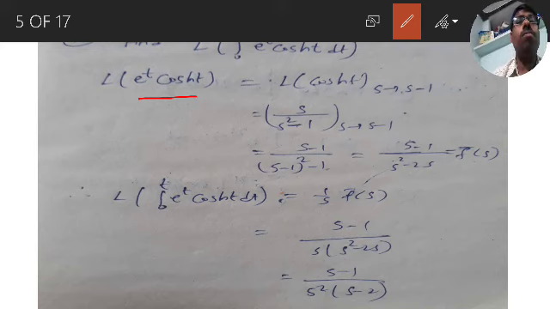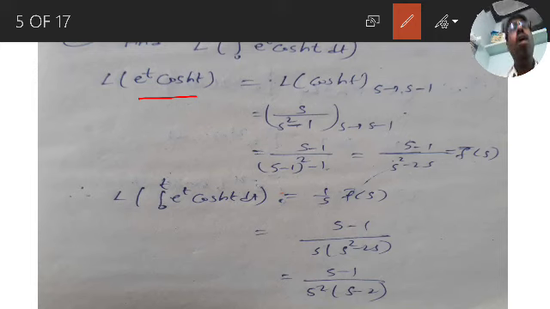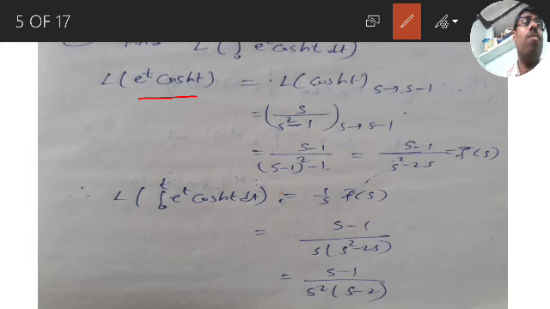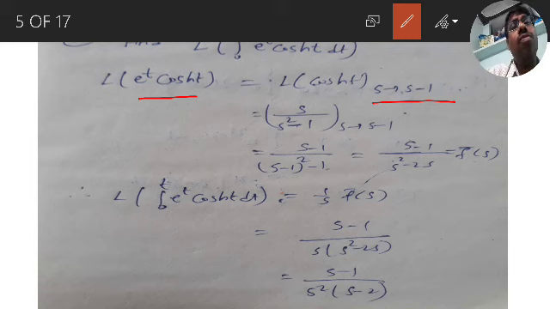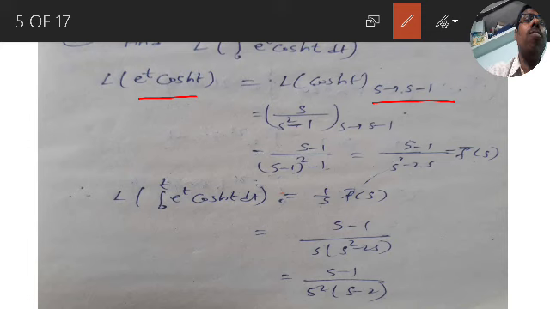first shifting theorem. e power of at means s is replaced by s minus a, and e power of minus at means s is replaced by s plus a. Now e power of t means s is replaced by s minus 1. L of cos h t is s by s square minus a square. So L of cos h t is s by s square minus 1, with s replaced by s minus 1.